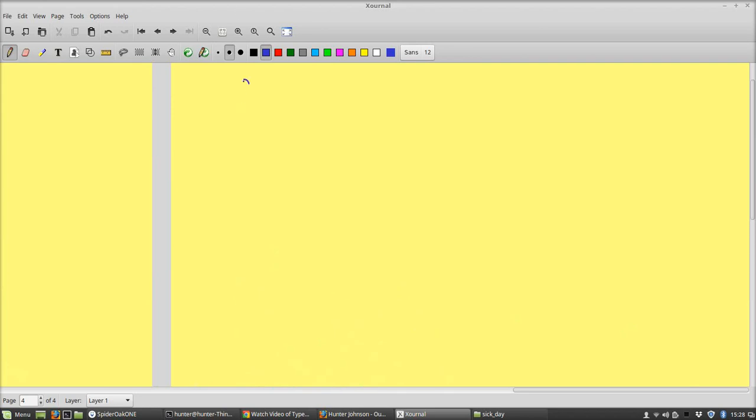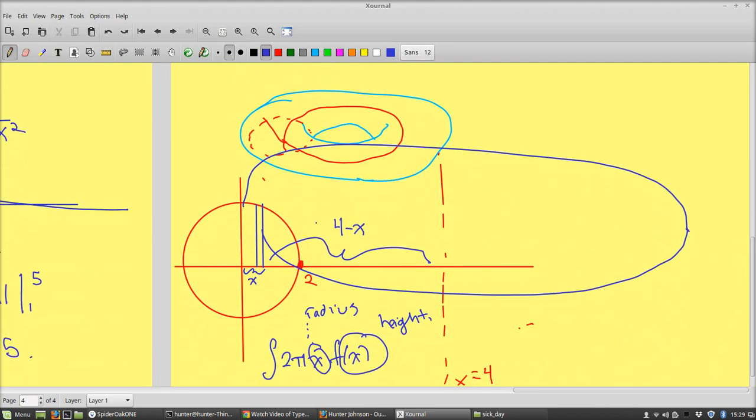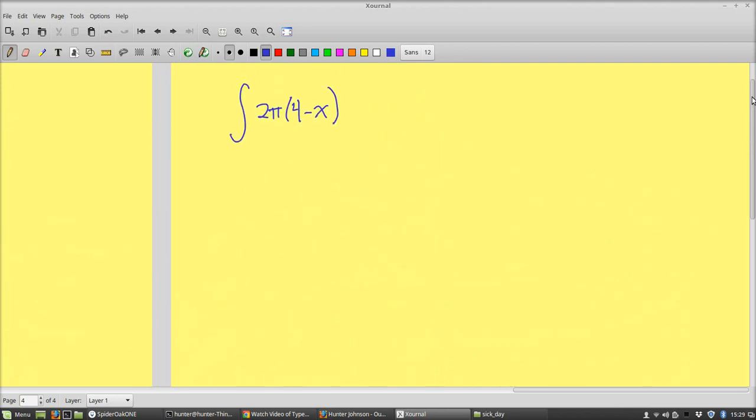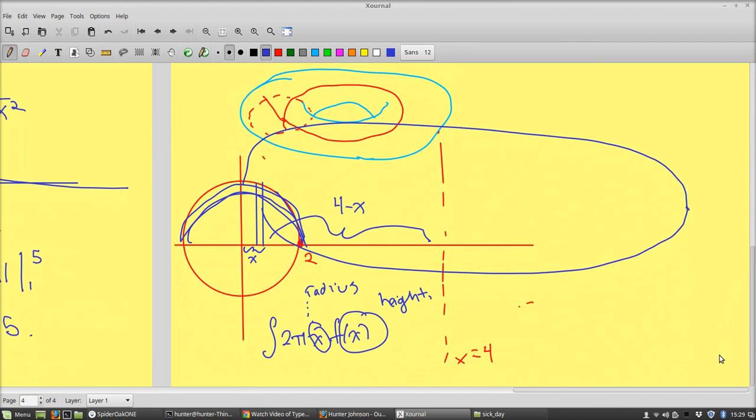Your integral is going to be 2 pi. 4 minus x will be the radius of the cylinder, and f of x will still be the height of the cylinder. What should we use for f of x? Well, this is the semicircle function, and it has radius 2. So the curve that describes that is the square root of 4 minus x squared dx. And now let's think about what the limits of integration should be.